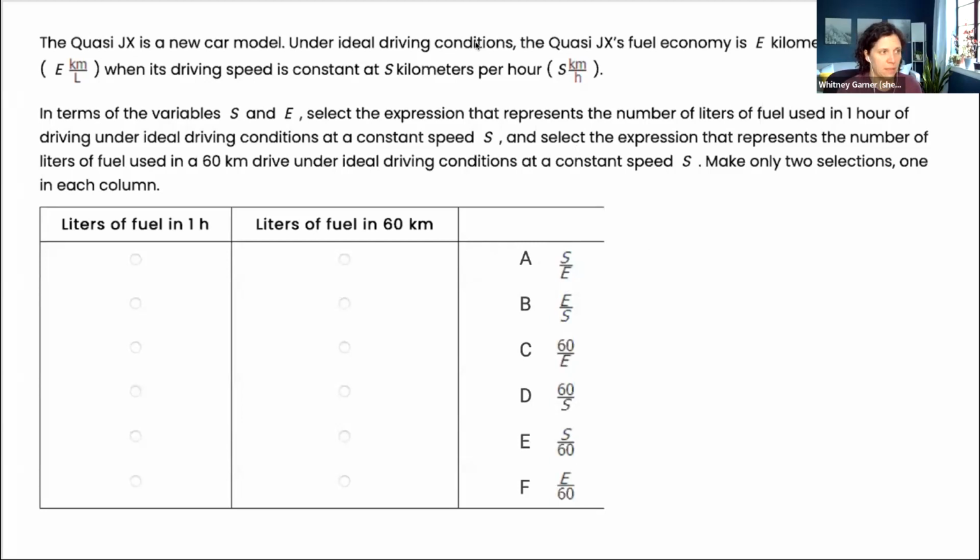So I've got a car that, under ideal driving conditions, has a certain fuel economy, and its driving speed is constant at a certain number of kilometers per hour. Okay, that's it. That's all we've been told, right? So I've got one measurement that is E kilometers per liter. So I might just say, all right, let's say it is 10 kilometers per liter. And driving speed, let's make it S kilometers per hour. Let's let driving speed be 20. It's a very slow vehicle.